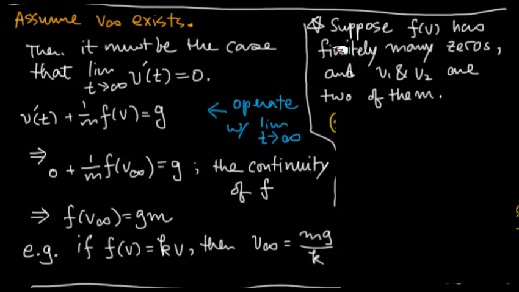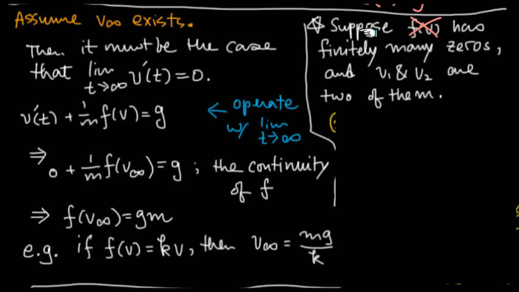So we're going to make this simple. Suppose, for example, f(v) has finitely many zeros. The zeros of this polynomial are the correct ones. These v1 and v2 are the numbers that make f of v1 equal to mg. So in this case, we only have zeros of f(v) minus mg.